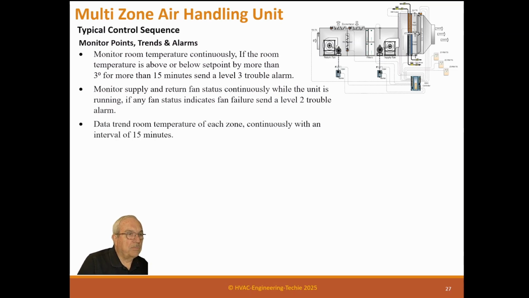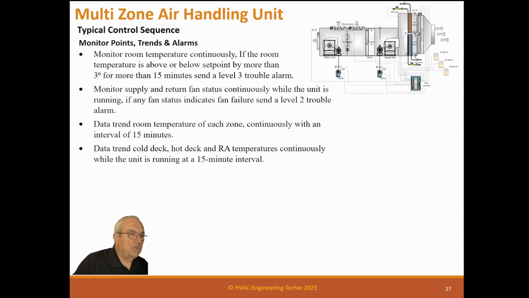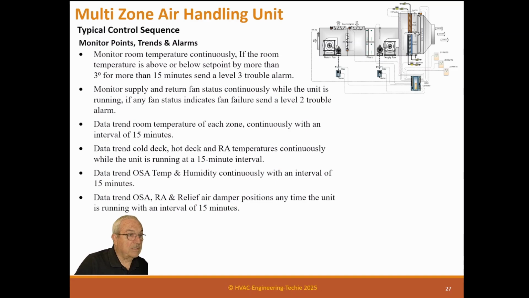Data trend room temperature of each zone continuously within an interval of 15 minutes. Data trend cold deck, hot deck, and return air temperature continuously while the unit is running in a 15-minute interval. Data trend outside air temperature and humidity continuously with an interval of 15 minutes. Data trend outside air, return air, and relief air damper positions anytime the unit is running with an interval of 15 minutes. And that's the regular alarms and trouble things we want. Data trend runtime of all motors, resettable by operators for maintenance.